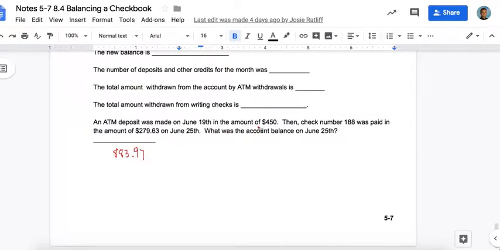$883.97. And then we know that we had a deposit in the amount of $450. So I'm going to add $450 to my account balance, and that gives me $1,333.97. And then check number 188 was paid in the amount of $279.63. So since I made a payment, I'm going to take that away from my remaining balance. And that's going to give me $1,054.34. And I'm going to put that on the line here.